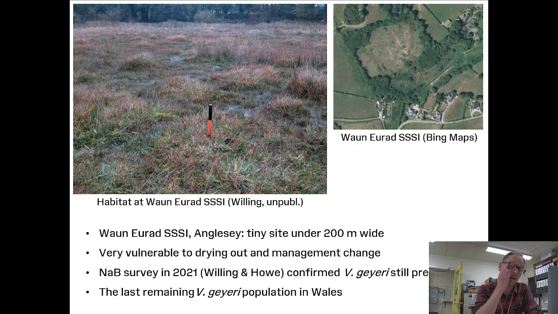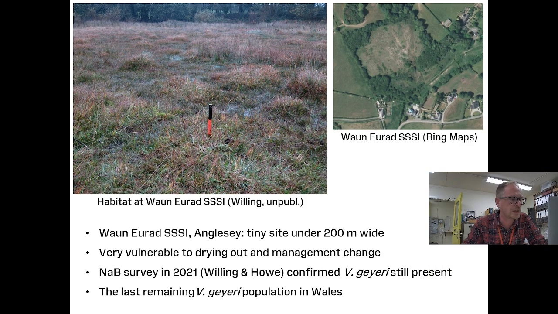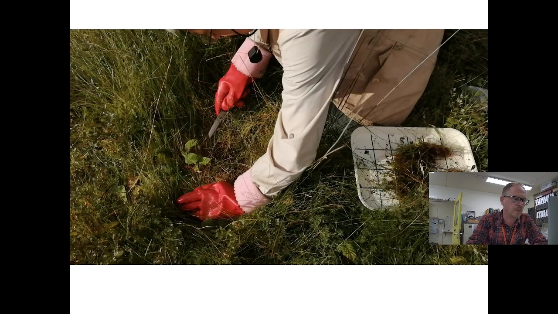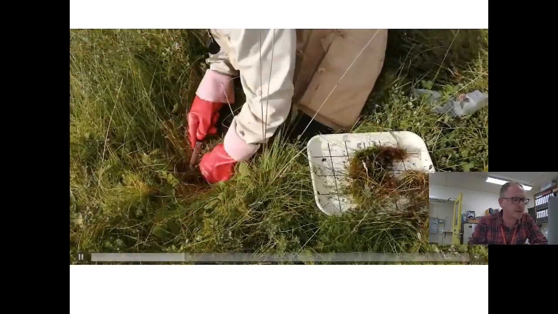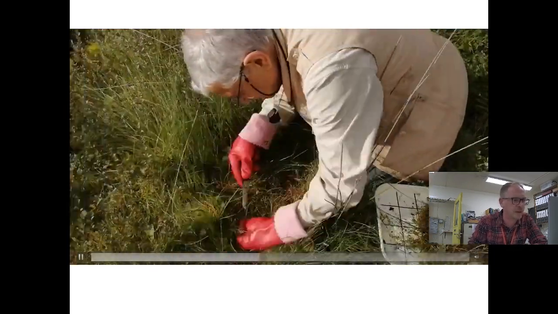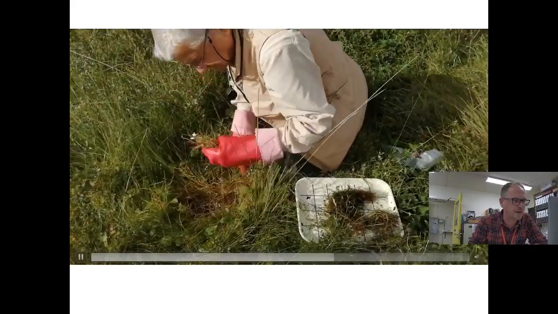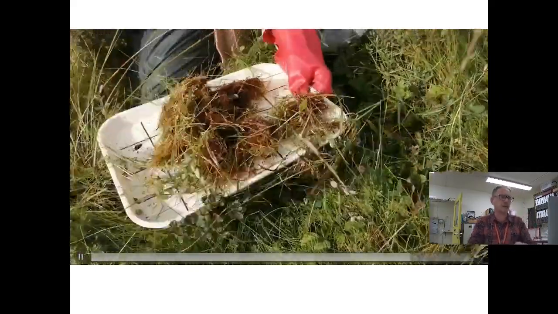That's the habitat of Waun Eirad, the last remaining site. Again, very short, very soggy, very unmanaged or unimproved for agricultural purposes. It's a tiny site, it's less than 200 metres wide, very vulnerable to drying out and any changes in management. But they have confirmed it's still present there, and it's the last population in Wales. And the way you could look for it is demonstrated by Martin here. He's cutting a little vegetation, and then you can run that through a sieve or take it back to study carefully to see if there are any specimens present.